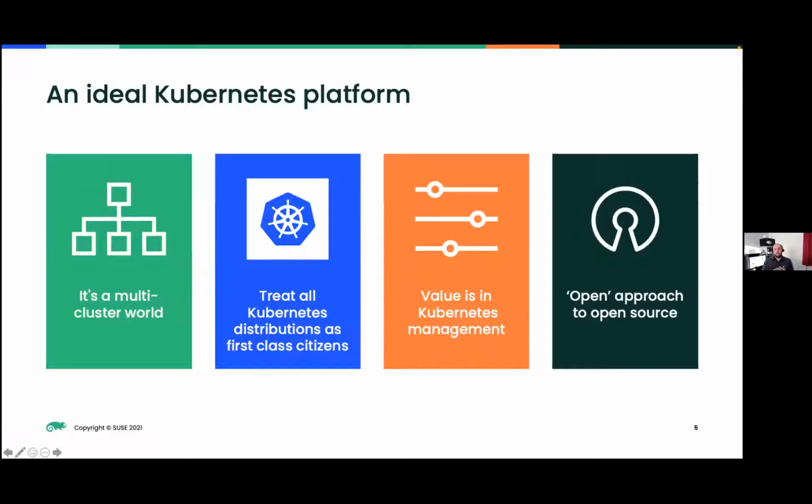These days, Kubernetes distributions are commoditized. The argument that one distribution is better or worse than another doesn't hold as much water as it did 2 or 3 years ago. And that's because the value is in Kubernetes management. How do you bring all of your clusters under a single management plane of control? When we deploy multiple clusters to different environments, we need to be able to centrally manage them.